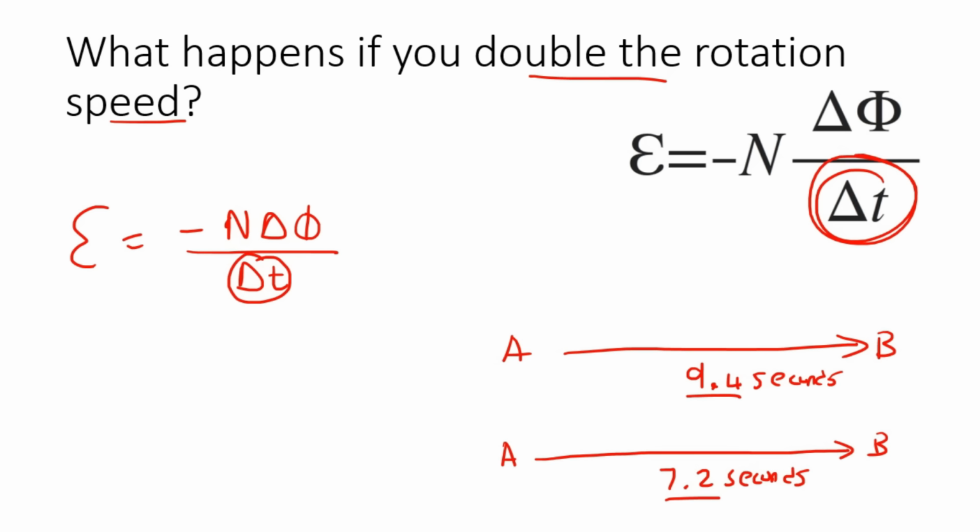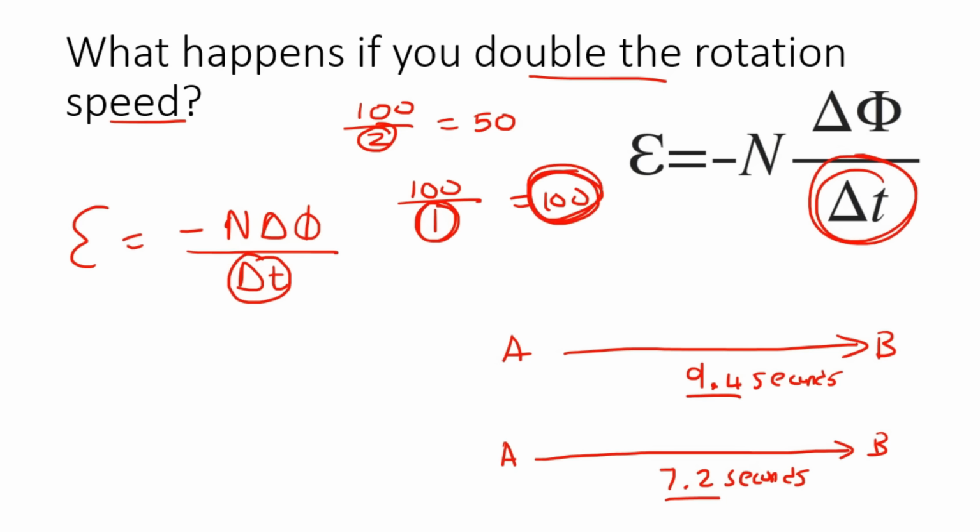Okay? Think about this. If you say 100 divided by 2, what does that give you? That gives you 50. But now what if I say 100 divided by 1? So then I'm making the denominator smaller. Then that would give me 100. So can you see that? When you divide by a smaller denominator, your answer becomes larger. Okay, so that's important that you understand that. So if we half this value, then this value actually doubles.